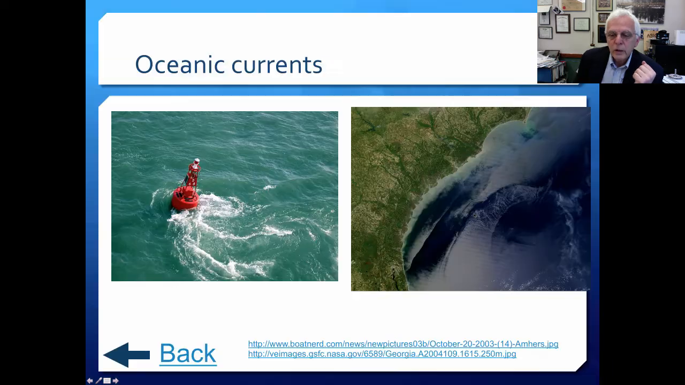In oceanic currents, however, this is an image of a current in the Gulf Stream showing the actual flow. This flows as fast as any inland river, so you can have a substantial amount of turbulence even out in the middle of the ocean.